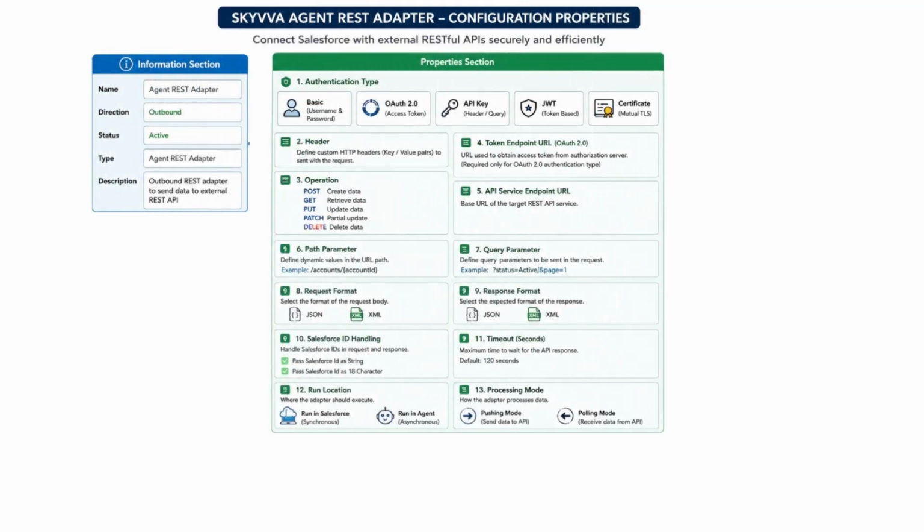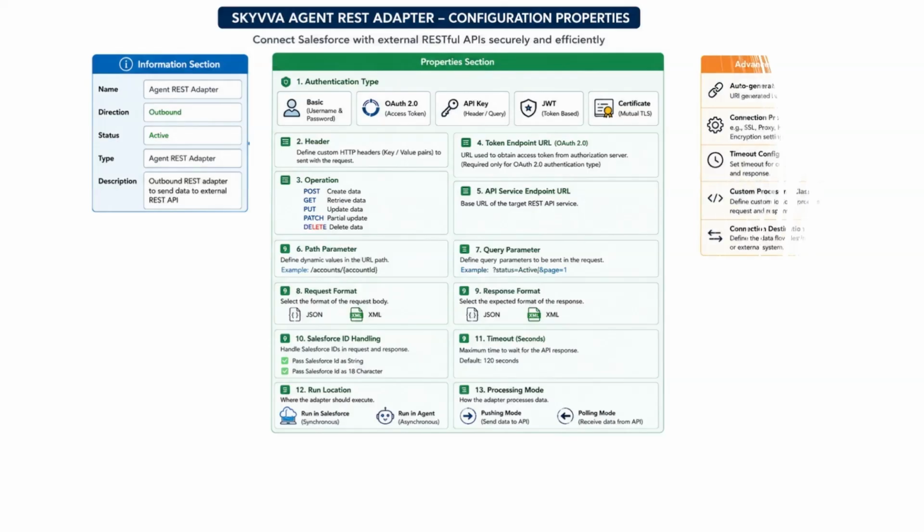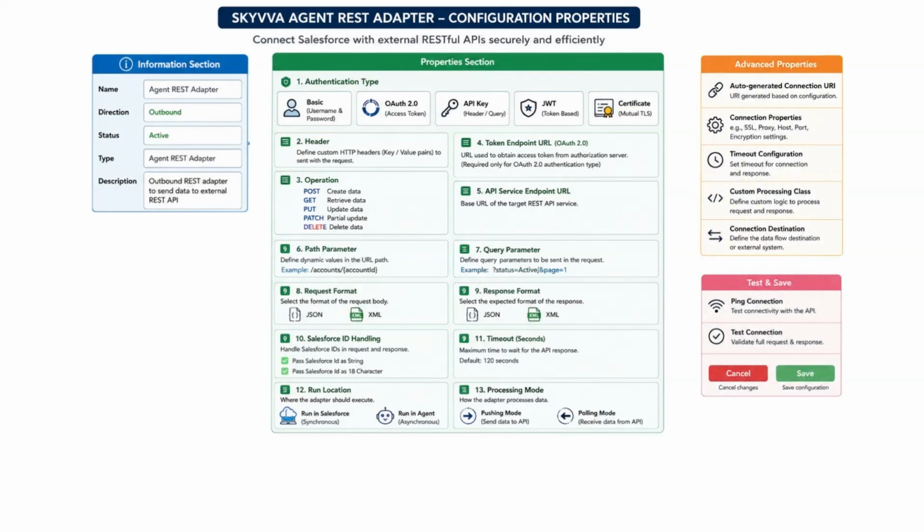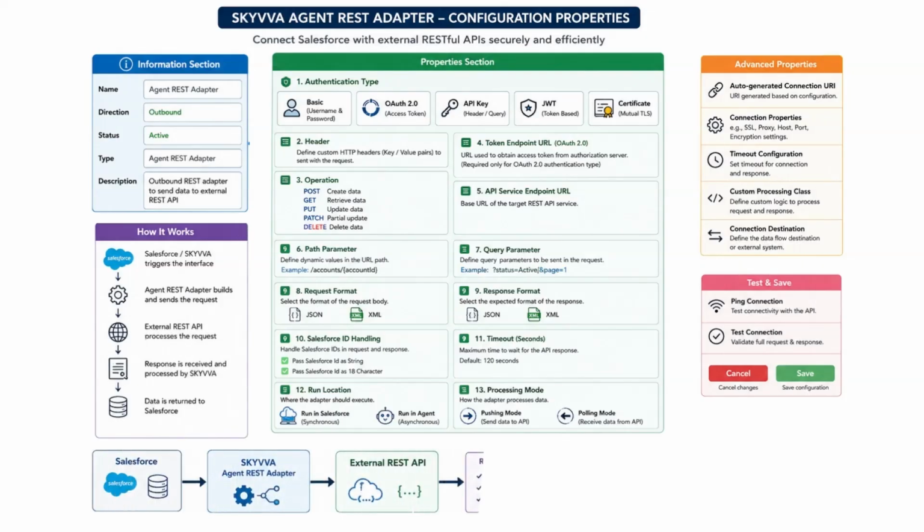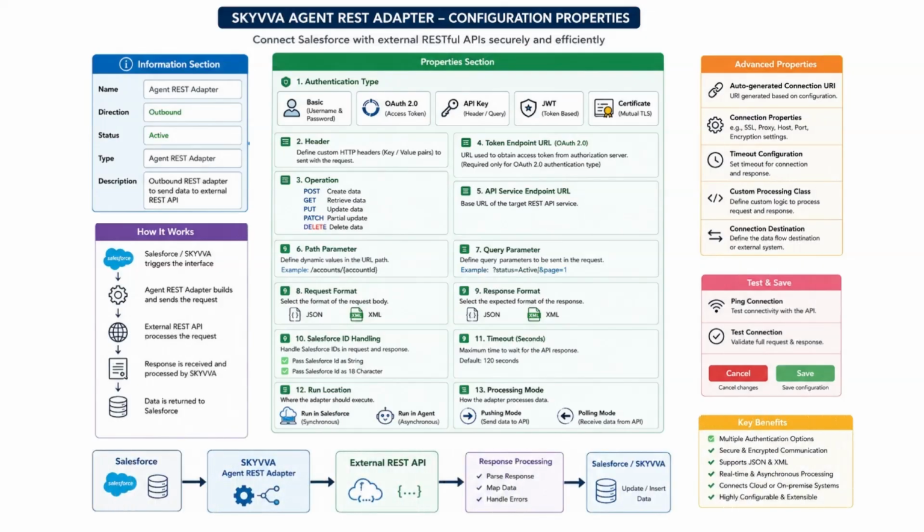Summary. The SKYVVA Agent REST Adapter is a powerful integration solution that enables Salesforce to securely communicate with external REST APIs and on-premise systems. It acts as a bridge between Salesforce and external applications, providing flexible authentication options, real-time data exchange, support for push and polling scenarios, and advanced customization through custom processing classes. By using the Agent REST Adapter, organizations can build secure, scalable, and efficient integrations while reducing complexity and maintaining full control over their business processes.